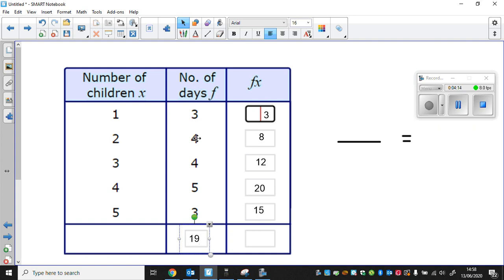Let's just double check that. 7, 14, 19, yes. And they add up to 11, 23, 38, 58. So they add up to 58.